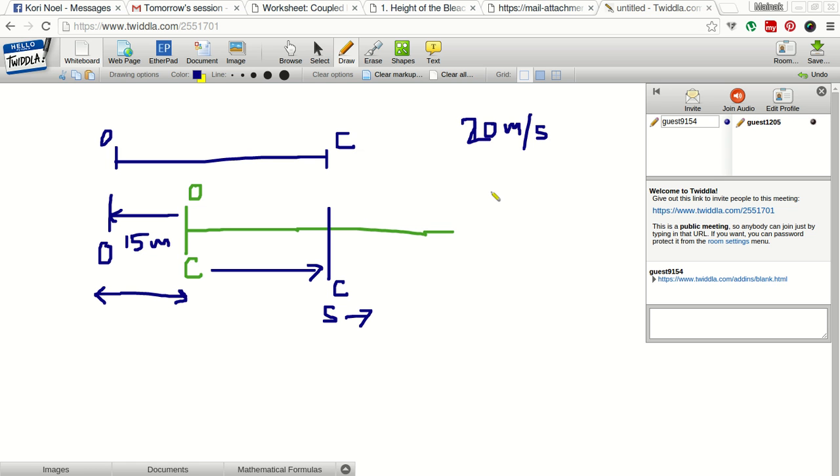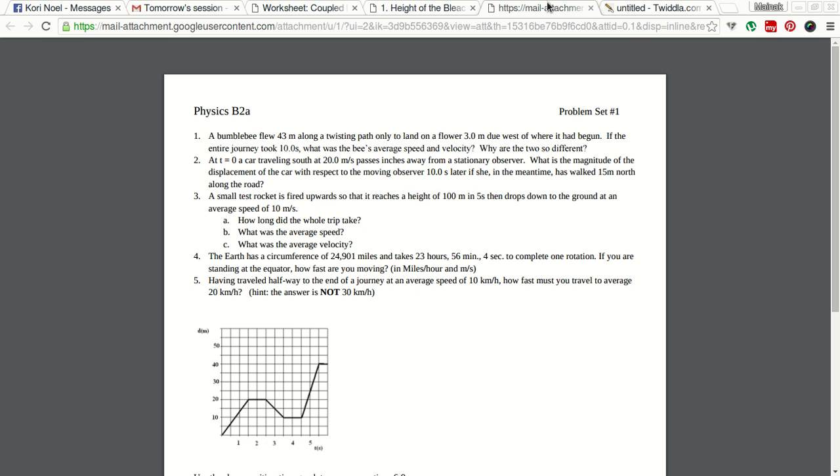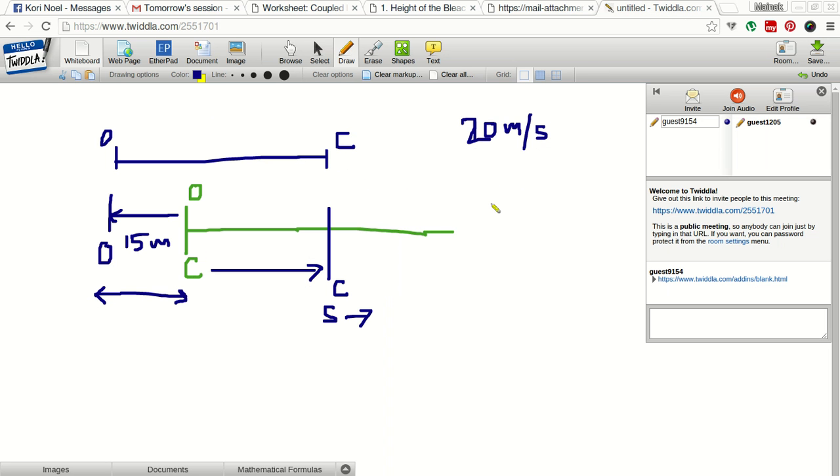It travels at 20 meters per second for 10 seconds, so it travels 200 meters in the south direction. Is that correct? Yes. So 200 meters in the south direction. So what is the displacement between these two in total? Can you tell me? 215 meters. 215, exactly. That's the answer.